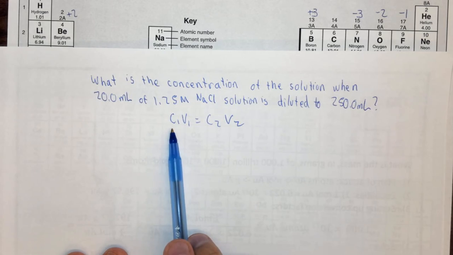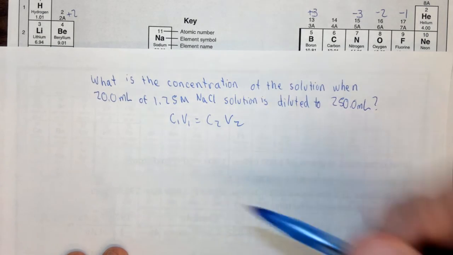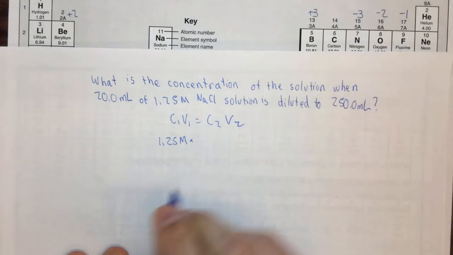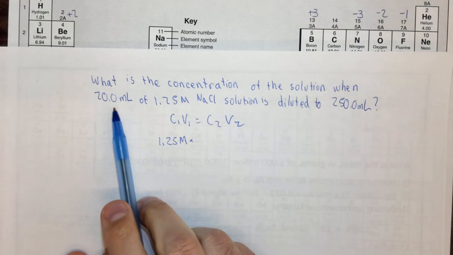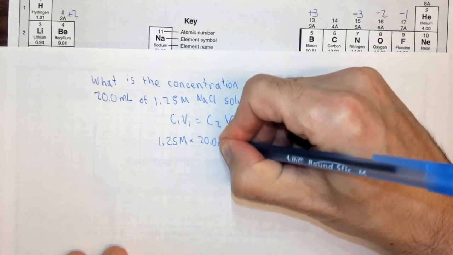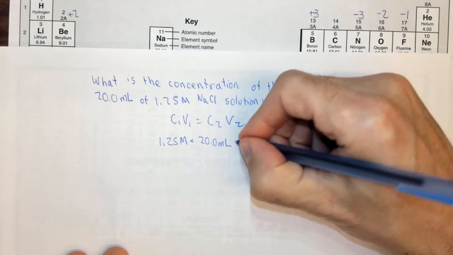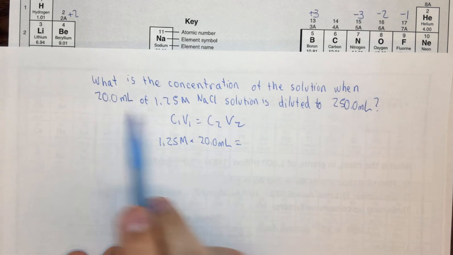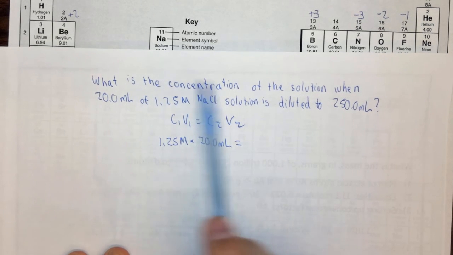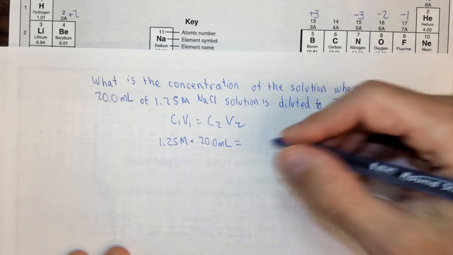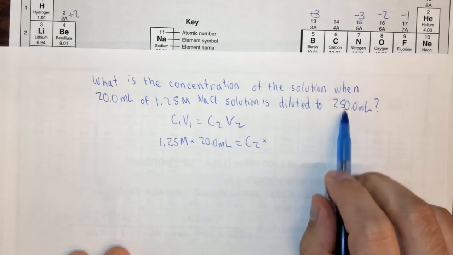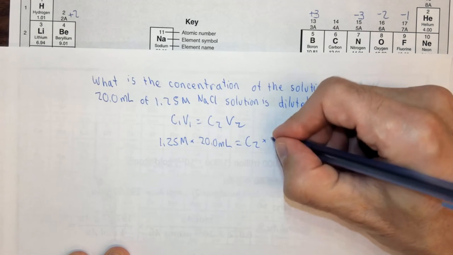Here we know the initial concentration. It's 1.25 molar. We know the initial volume, and again you can plug the volume in milliliters. It's 20 milliliters. We're taking 20 milliliters of this 1.25 molar solution. The C2 is the variable. The first few words are, what is the concentration? Well, what is the concentration when you do this dilution? We don't know. We got to figure that out. And then the final volume is, we're going to dilute it to 250 milliliters.